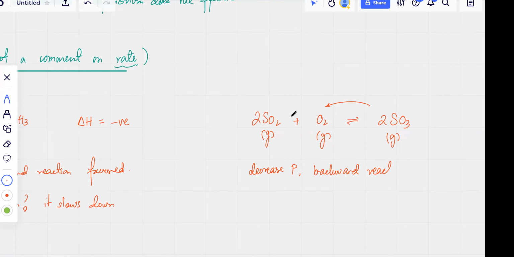That's why I'm using the word favored. I'm not saying that it speeds up. I'm saying that the backward reaction is going to be favored. What that means is that the backward is going to be faster compared to the forward reaction.